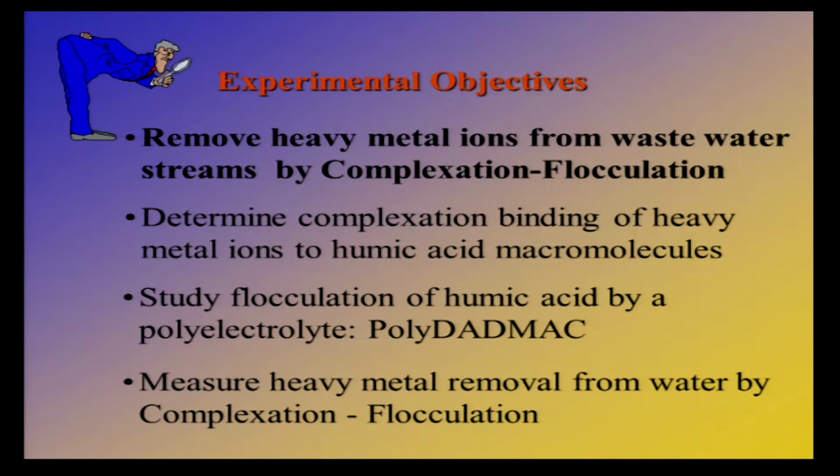And the next thing would be to study the flocculation of this humic acid using a polyelectrolyte, which is in this case polyDADMAC. And finally, we'll see how effective the process is by measuring the heavy metal removal from the water by this complexation flocculation process. So determine the adsorption, determine the flocculation, and look at the overall removal efficiency.